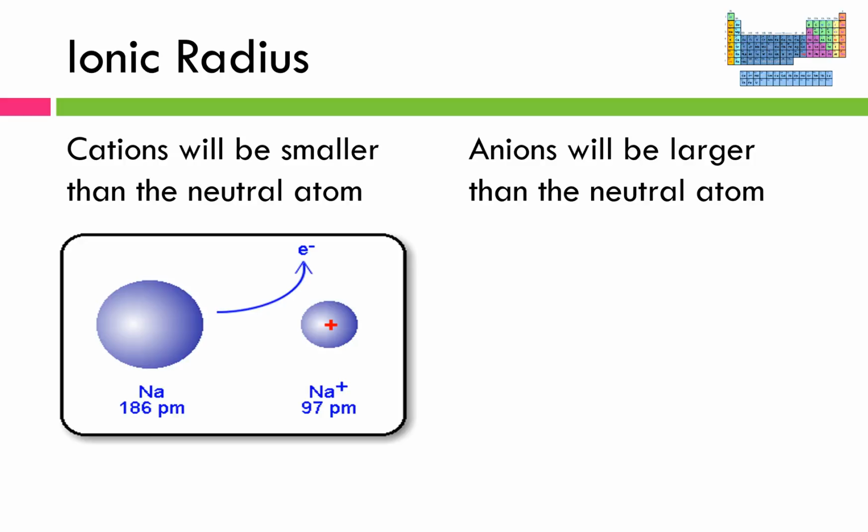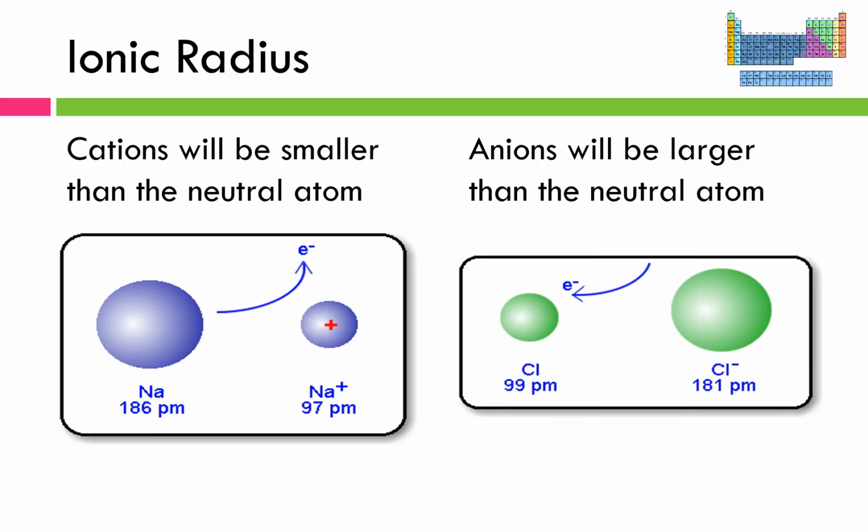The opposite holds true for anions. Anions are larger than the neutral atom. If we take chlorine with an atomic radius of about 99 picometers and we turn it into the chloride ion, Cl-, it nearly doubles in size. It's now 181 picometers. I'm not really concerned with you knowing exactly how much bigger or smaller the anions and cations are going to be, as long as you're comfortable with this idea that when I take an electron away, the ion is going to be smaller than the neutral atom, and when I give an electron to the neutral atom, the anion will be larger.